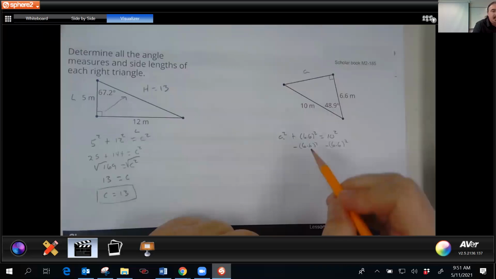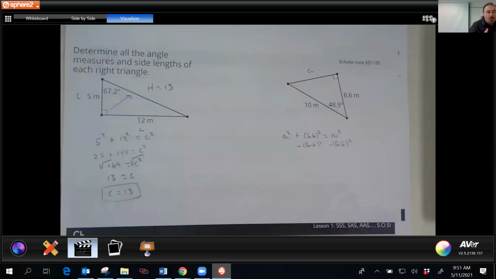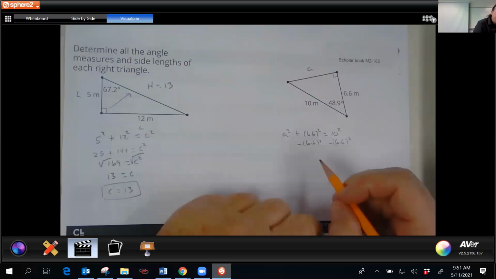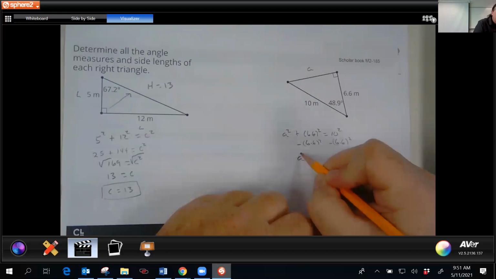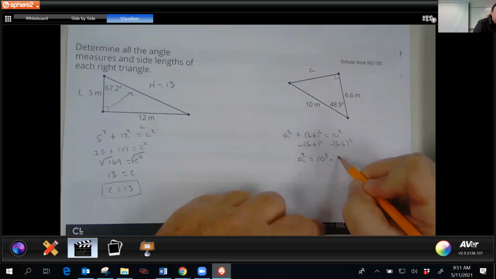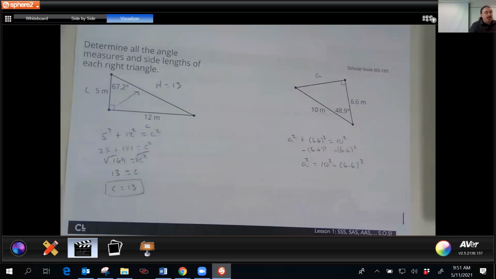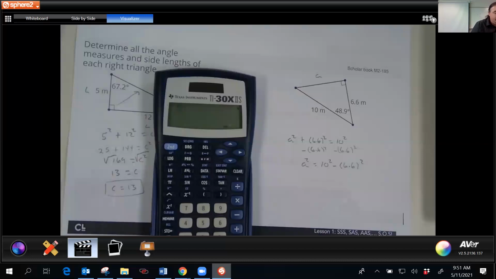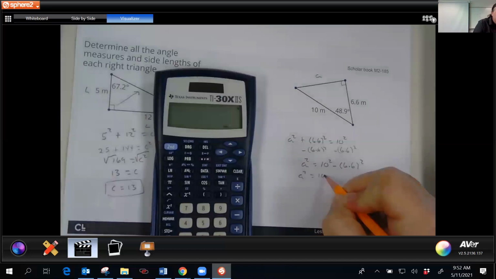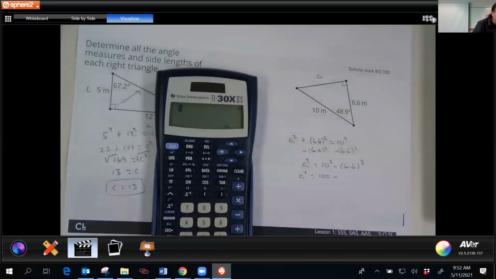The reason why I put these in parentheses is I do not want to confuse what's being squared. I'm squaring the entire number, not part of the number. So that leaves us with a squared equals 10 squared minus (6.6) squared. Don't hesitate to use a calculator in a problem like this. We're going to go ahead and unsquare. Leaves us with a squared equals 100 minus, I'm not exactly sure off the top of my head what 6.6 squared is.